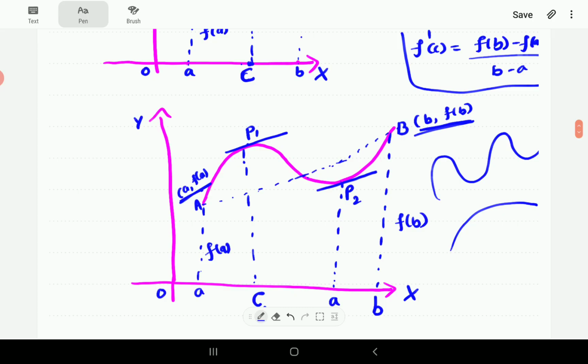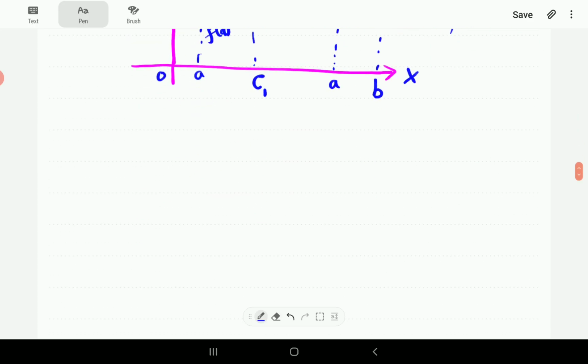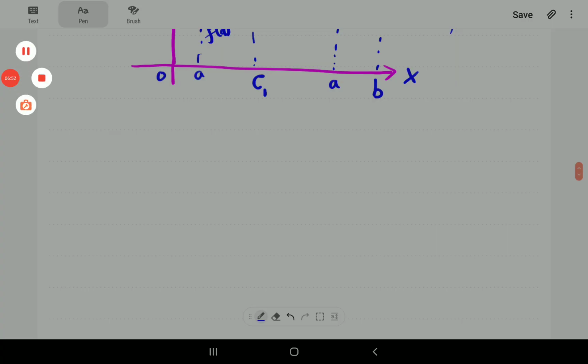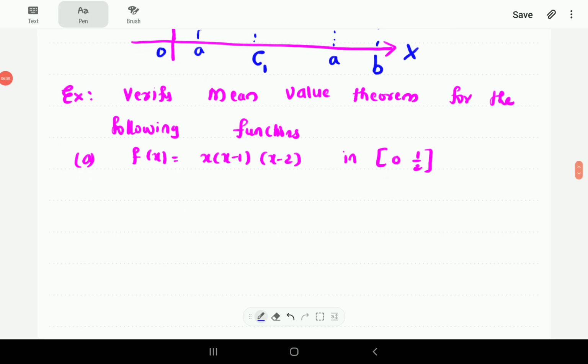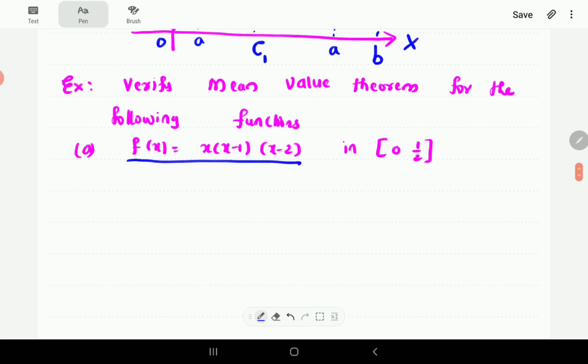So now we will go straight to the examples and try to verify this mean value theorem. Let's see the example now. Let us verify the mean value theorem for this function in the closed interval 0 comma 1 by 2. Here basically this function is a polynomial.